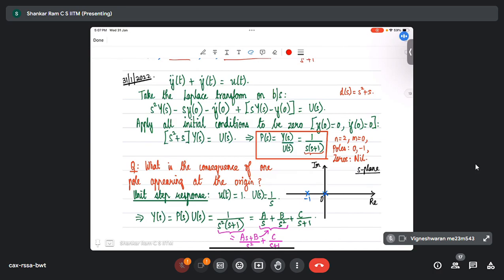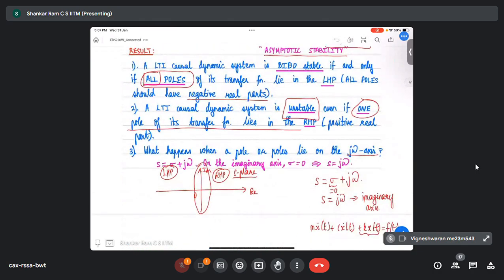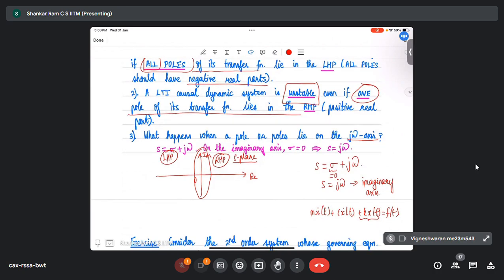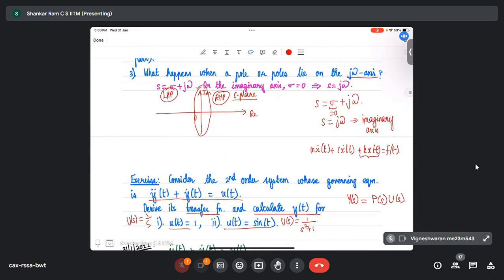So let's get started with today's class. If we recollect, yesterday we were looking at stability, right? We were looking at the fact that if you and I want to ensure BIBO stability of the class of systems that we are studying, all poles of the transfer function should lie in the left of the complex plane, right? Even if one pole lies in the right of the complex plane, we have an unstable system, or an unstable response, right? So we closed with the question as to what happens if we have poles lying on the imaginary axis, right? Because that can always happen.